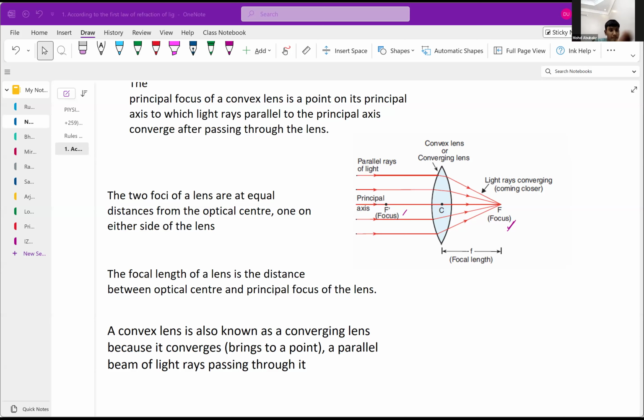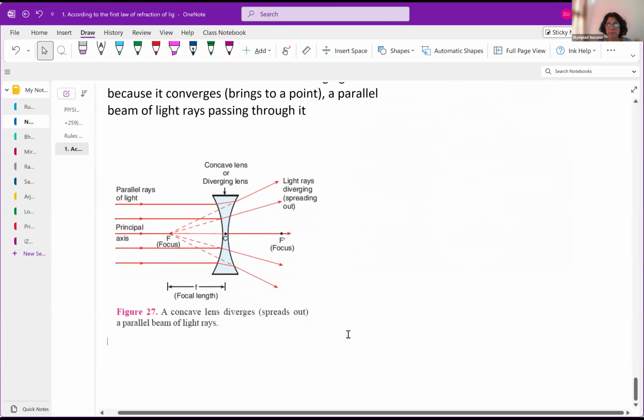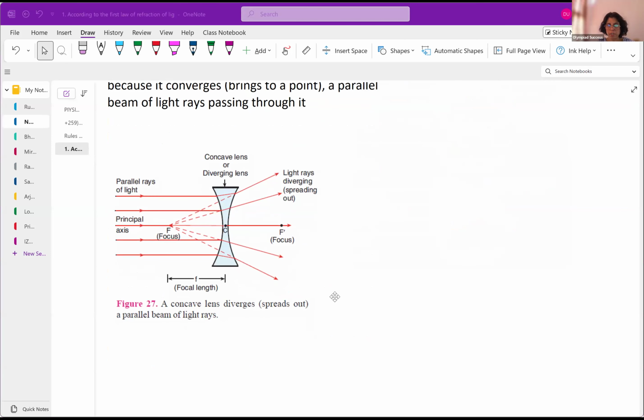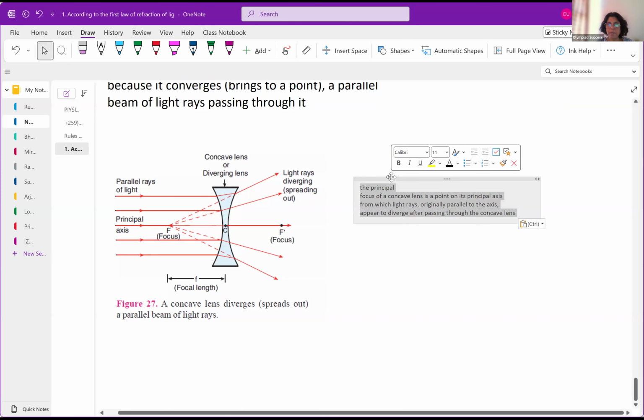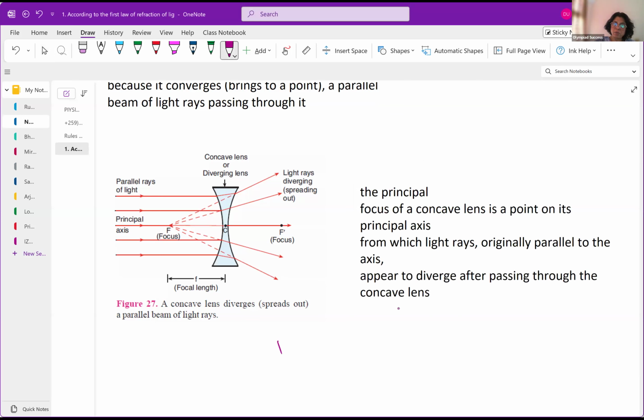Done, ma'am. Let's just finish at concave lens. This is the picture of the focal length of a concave lens. The principal focus of a concave lens is a point on the principal axis. It is virtual: the rays of light, originally parallel to the axis, appear to diverge from it. Therefore, the concave lens is known as a diverging lens.